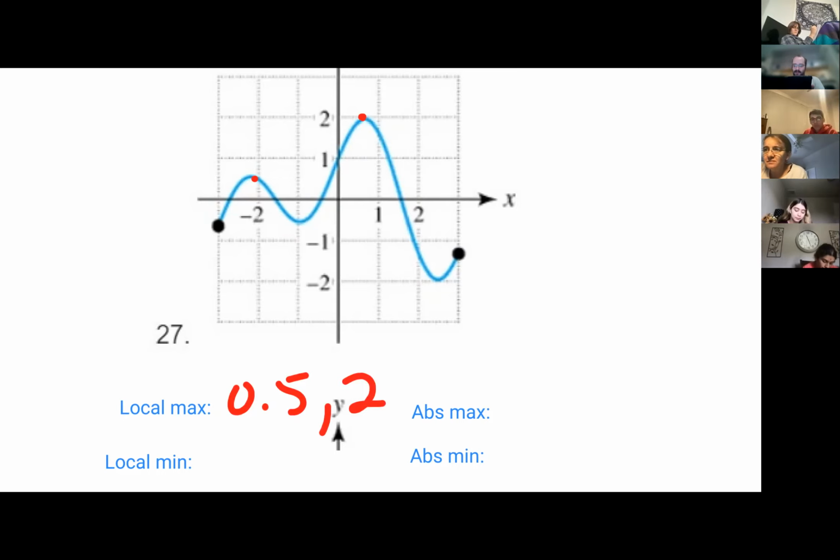Okay, and then the local mins, how many mins do you see? There's 2. There should be one right here and one right here. And so would that one be negative 0.5? Yep. And the other one, is it 2.5? I think it's hitting right there at the 2. Is that what you're saying? Yeah, negative 2.